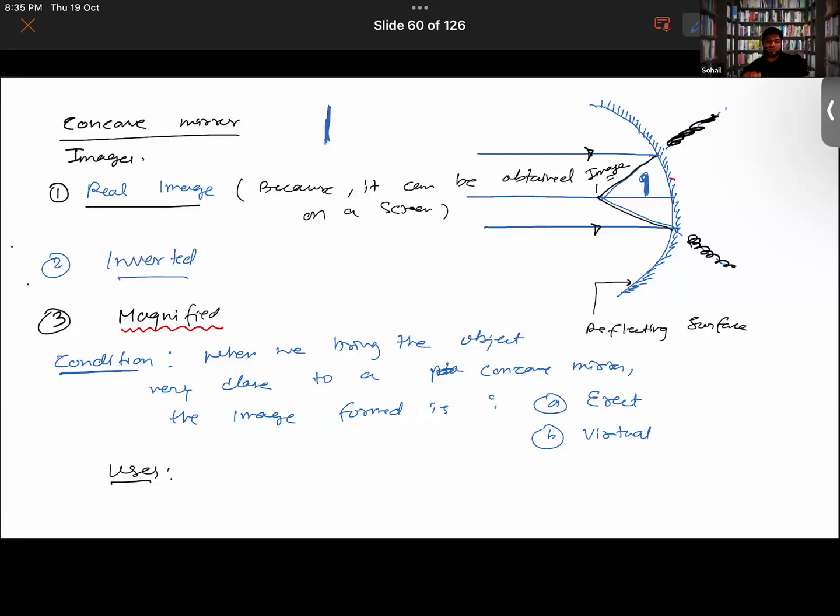What happened? If you bring the object very close to this concave mirror, just like this one, here we have brought the object very close to the concave mirror. Then the image will be formed behind the mirror. The image will be formed behind the mirror. And since it is formed behind the mirror, it's virtual. I cannot obtain it on a screen, and it will be an erect image also, not inverted. So the thing you need to remember about the concave mirror is that it gives a real image, inverted and magnified, and the condition applied.